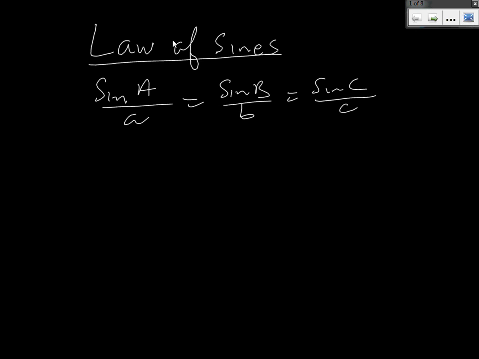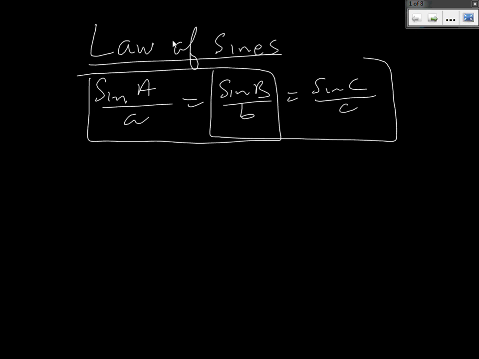Okay, so let us show this. Now, since angle A and the side opposite it are no more special than angle B and the side opposite it, and angle C and the side opposite it, if I can show these two are equal, then by symmetry, these two are equal. And then by the transitive law, they're all three equal. So all I'm going to show is that these two are equal.